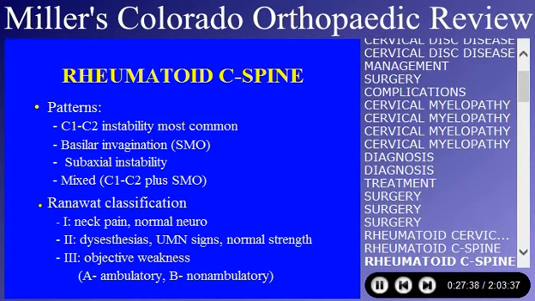The patterns that you see, C1, C2 instability, as you know, is the most common pattern that you see. The other ones that you see, most series say that basilar invagination or superior migration of the odontoid is the second most common pattern, followed by subaxial instability, followed by mixed patterns. I think if you take all the mixed patterns, actually, that's probably number 2 after pure C1, C2 instability.